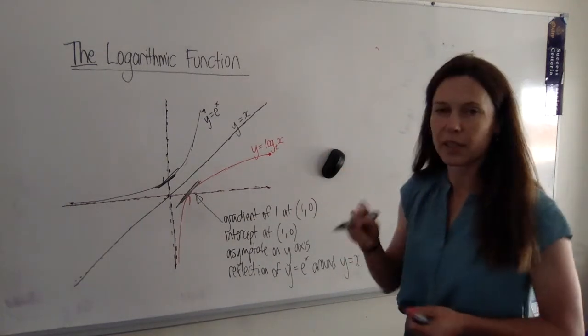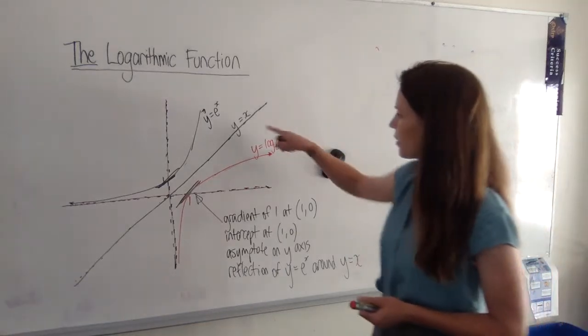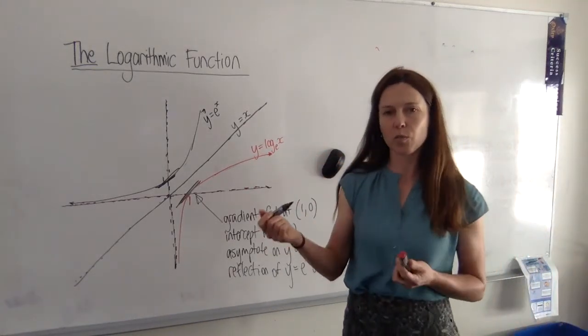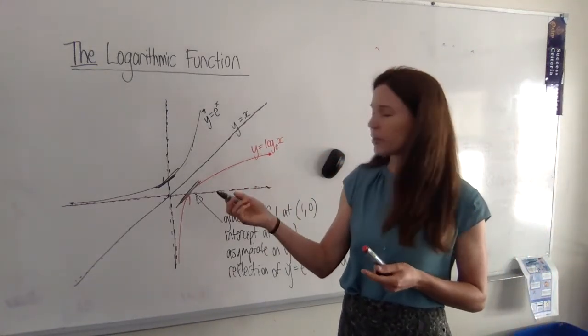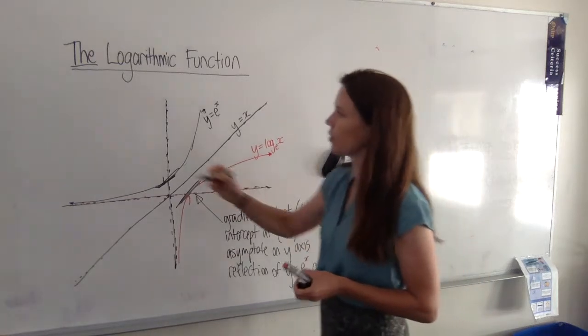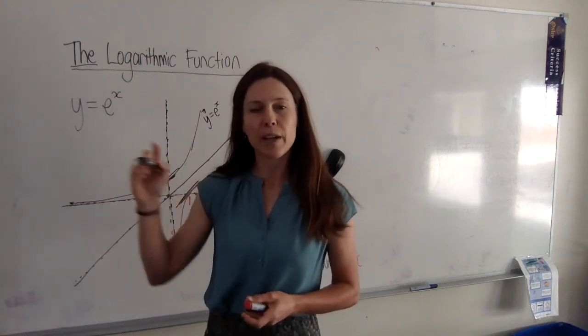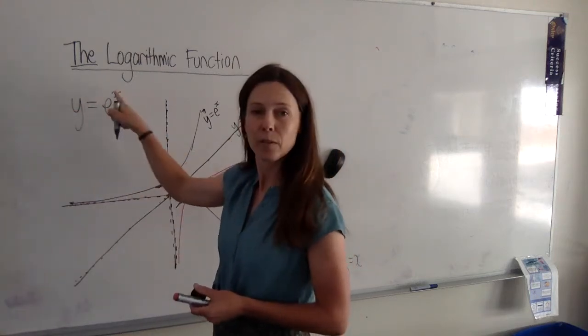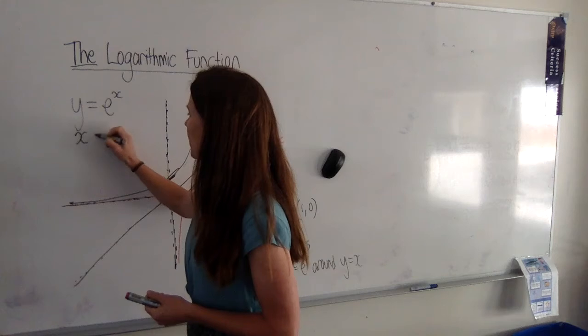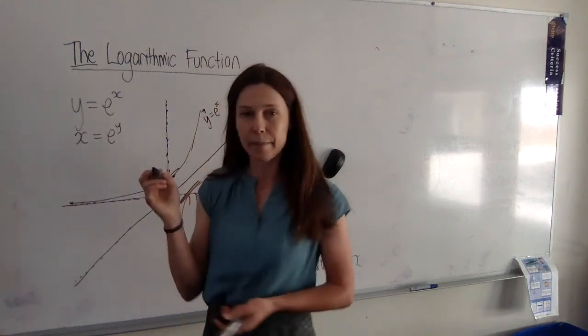Now, this makes a lot of sense. If you reflect something around the line y equals x, you're virtually just swapping the y value and the x value. Algebraically, let's have a look at why this works. If we take our exponential function and just swap places with these two, then we'd have x equals e to the power of y.